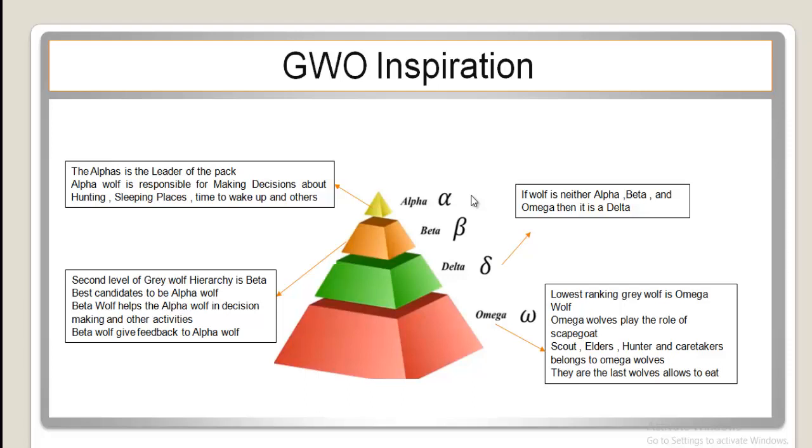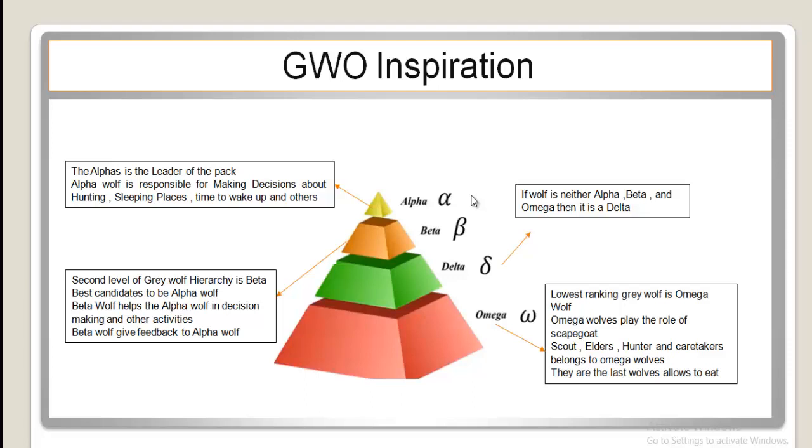Just below the alpha, we have the beta wolves, which serve as the advisors. They are the best candidates to replace an alpha and support it by helping with the decision making. In our algorithm, the beta solutions are the second best that assist the alpha in leading the search direction. The third one is the delta.